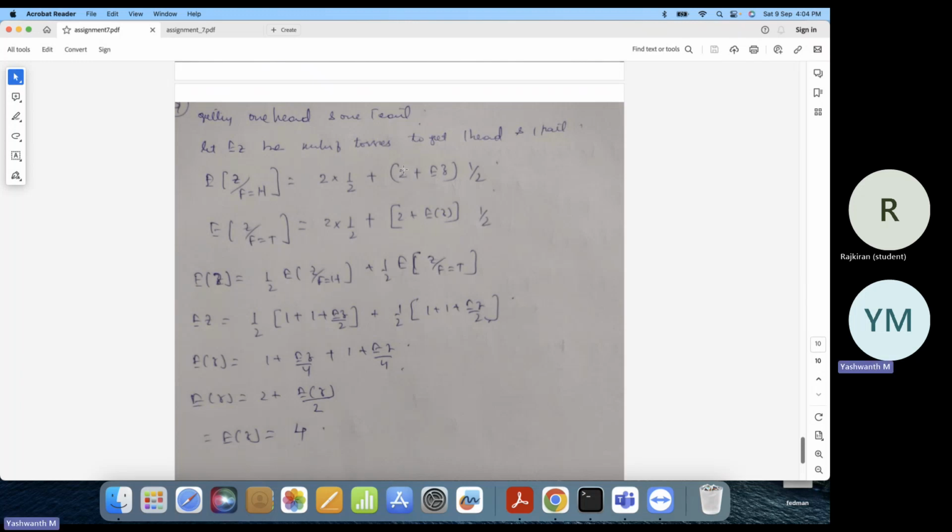no, I think here I should put 1 plus E of Z, because I need not start the game all over again. I just need one toss more. And then the same thing follows here. If my first toss is tail, the same thing follows. I have to adjust these calculations accordingly.